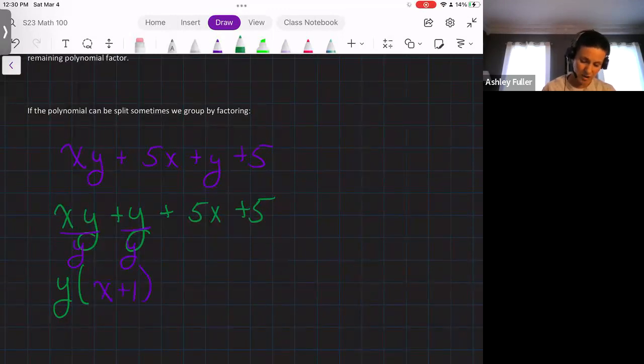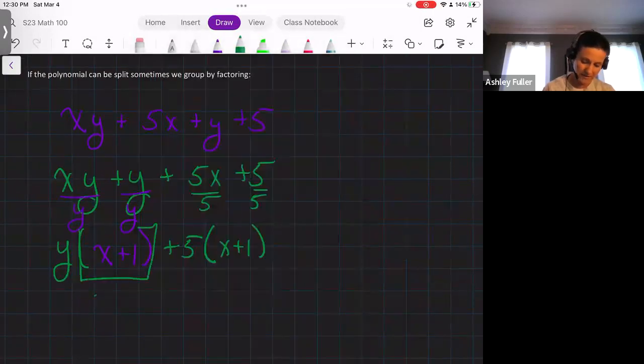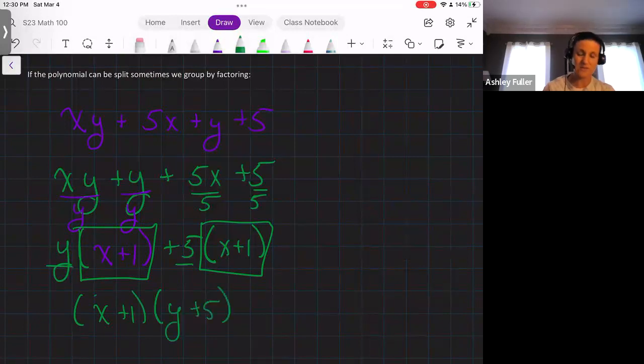For the second set of terms, they both have a 5, and I can then divide those both by 5, and I'm left with x plus 1. Notice now that these terms have an x plus 1 in common. So I can pull out an x plus 1, and that leaves me with y plus 5.